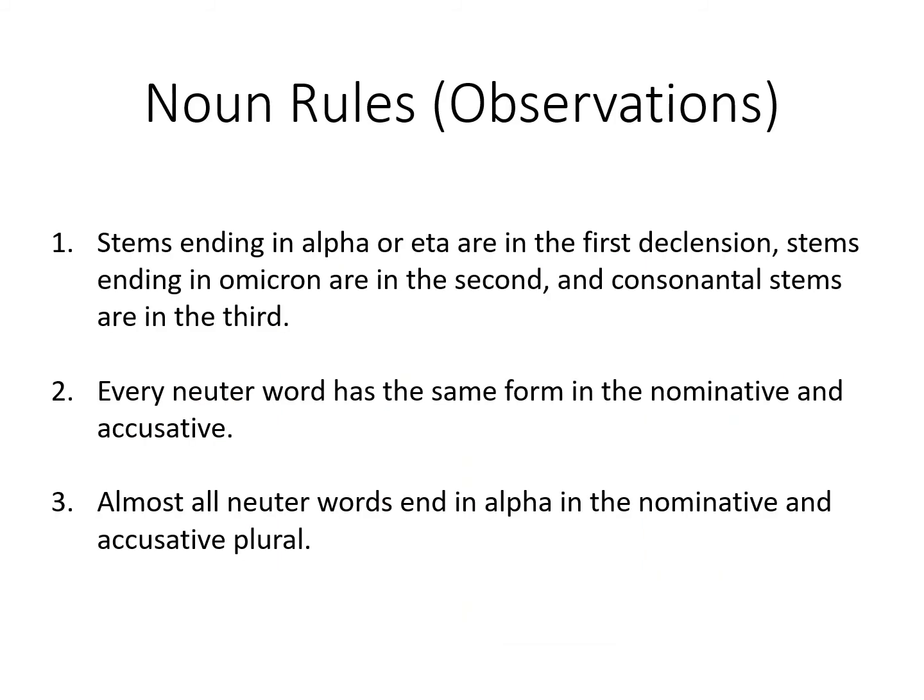Some noun rules, you might just think of these as observations. Stems ending in alpha or eta, as we're noting here, alpha and eta, those are first declension. Stems ending in omicron, that omicron, remember, looks like that, just the omicron. They are in the second declension, and then consonantal stems in the third. So again, we have three declensions, three groupings.